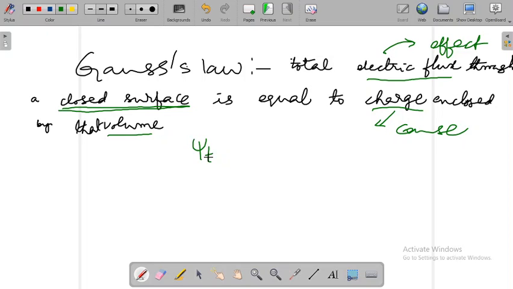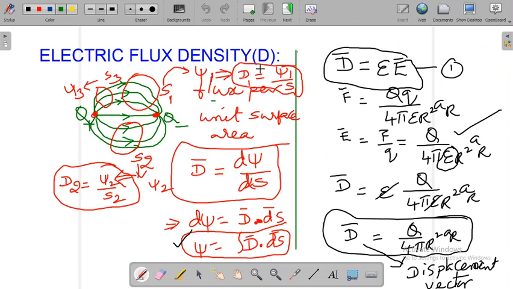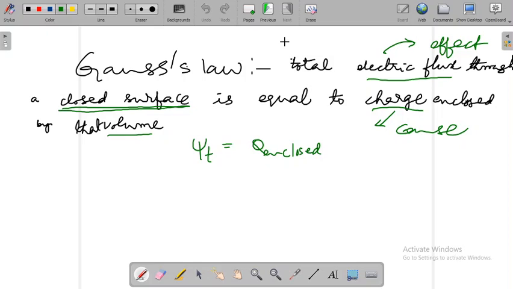So that's why total electric flux through a closed surface is equal to the charge enclosed by that volume. Let us write this flux in terms of the electric flux density. Here psi is equal to the integral of D dot dS. It is a surface integral, so that's why I am putting it here.